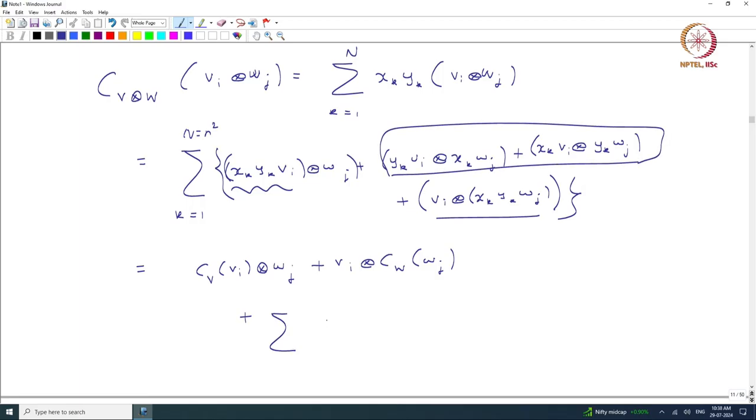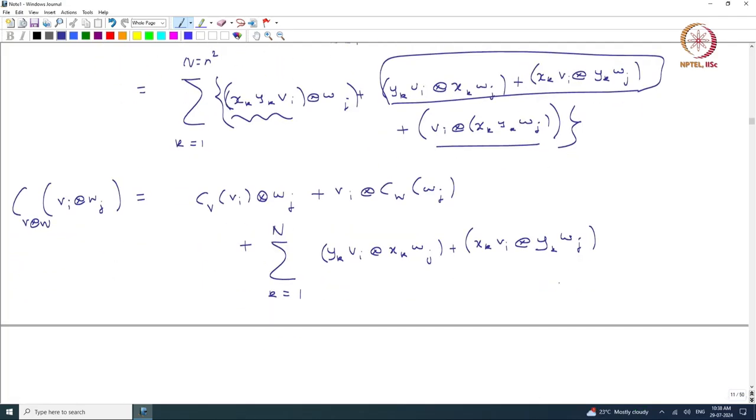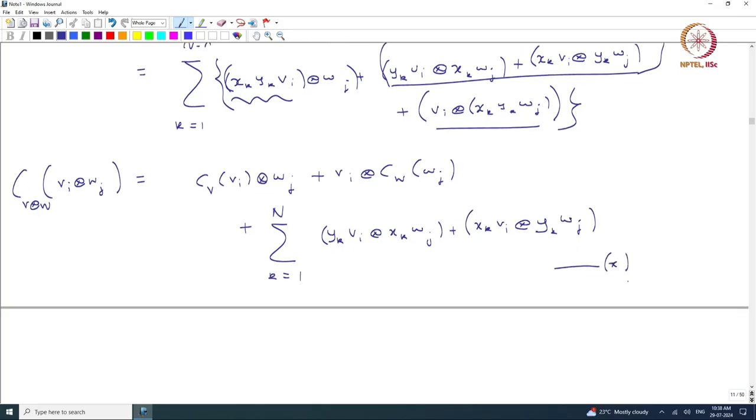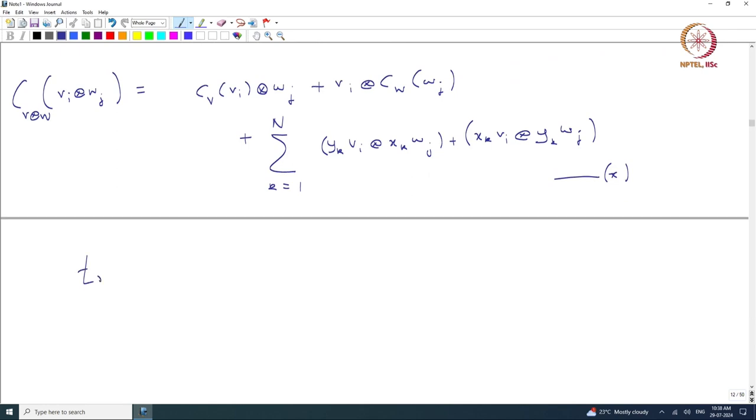So, we just write them there: Σ yk Vi tensor xk Wj plus xk Vi tensor yk Wj, k ranging from 1 to n. So, this is exactly C_{V⊗W} acting on Vi tensor Wj. Now, let us call this star. If we take the trace of C_{V⊗W}, what is it going to be?